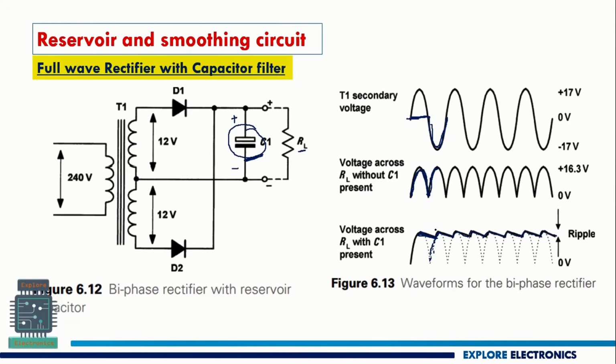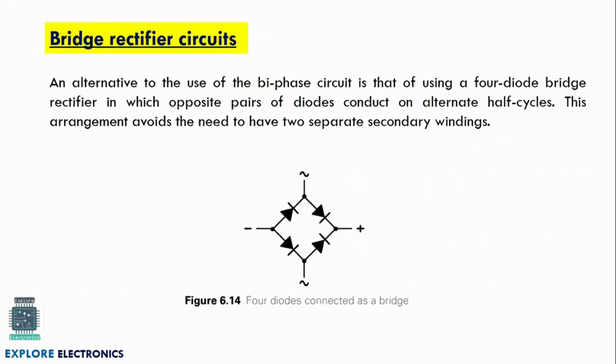Here the ripples are less and this will be called the pulsating DC output of the full wave rectifier. And with extra filter circuitry, we can eliminate these ripples also, and a smooth DC output is what we are going to get. This is the full wave rectifier with capacitor filter, where the center tapped full wave rectifier is connected. The bridge rectifier is again a full wave rectifier. It works the same as a full wave rectifier, but we can have a bridge kind of arrangement of diodes to get the pulsating DC output.